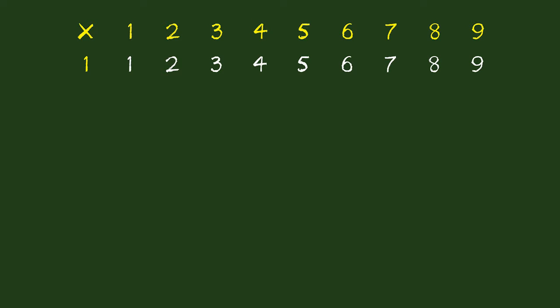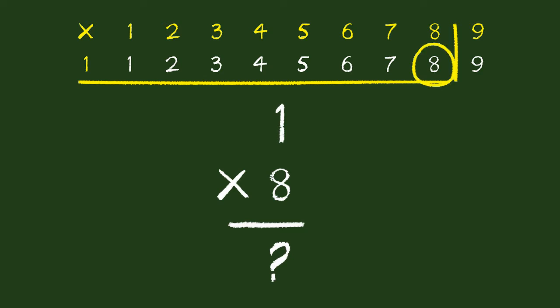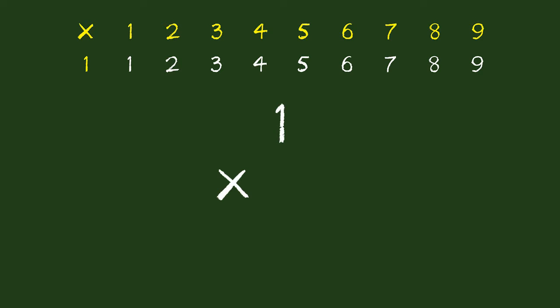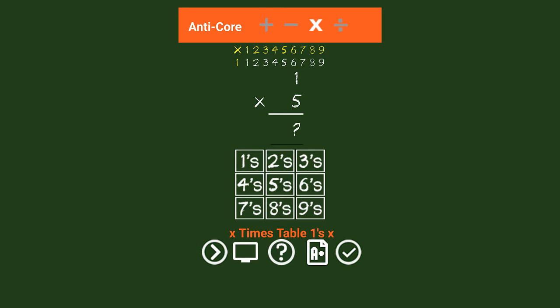In this video, we'll go over the 1's times tables. Like we said, the 1's times table is easy since 1 times a number equals the number. Here we have 1 times 8. If you wanted to use the times table, see where the 8's column lines up with the 1's row, which of course is 8, so 1 times 8 equals 8. Here's 1 times 4, which on the times table, the 4's column lines up with the 4, so 1 times 4 equals 4.